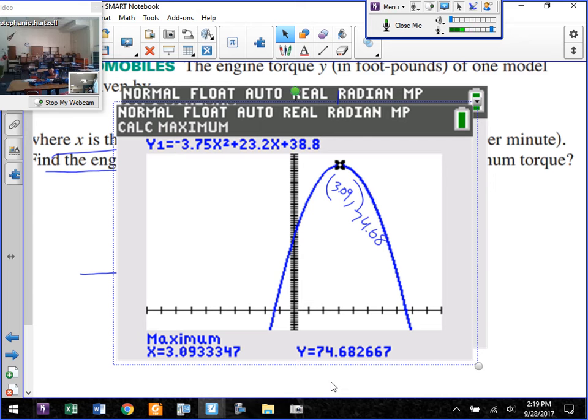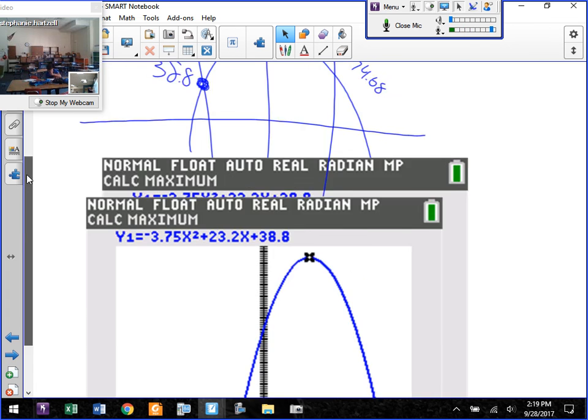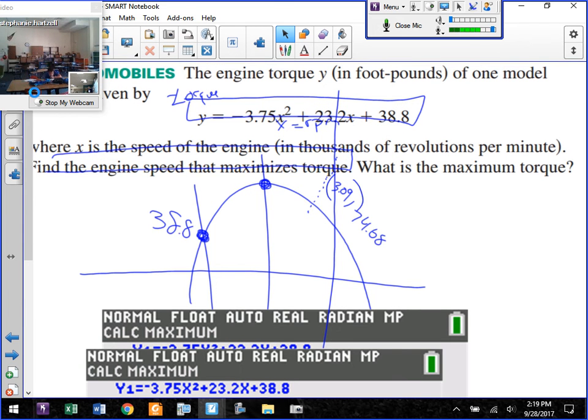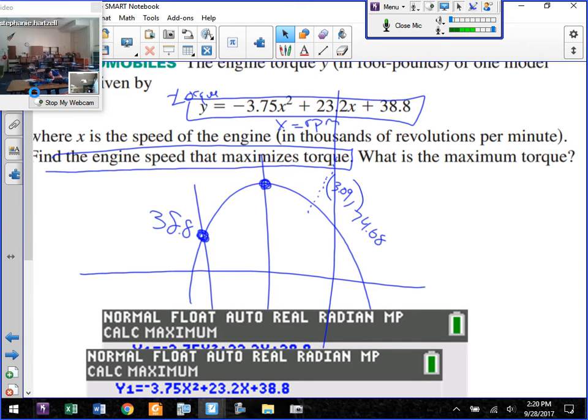I knew what the X and Y values related to according to the problem. The problem said that torque is given to you in Y, so my Y value meant the torque. The X value was the RPM. So the ordered pair there was RPM, torque. What's the RPM that gives you the greatest torque? 3.09 thousand, so 3,093 RPM generates 74 points. Okay. Let's go to the next one.